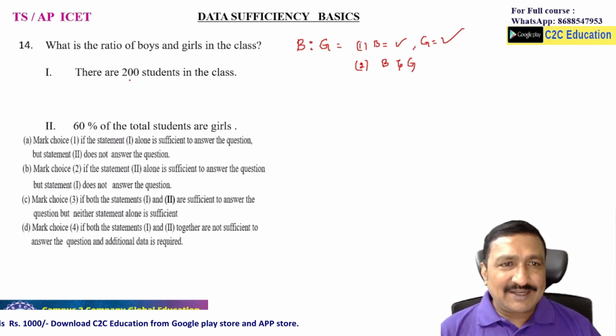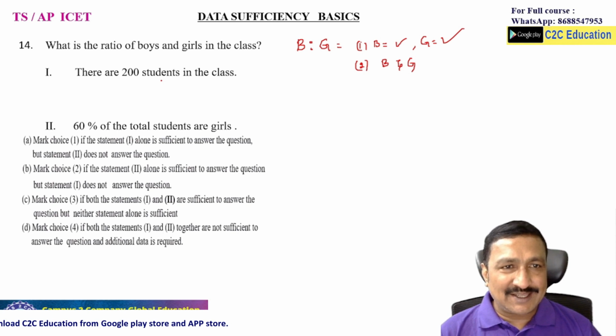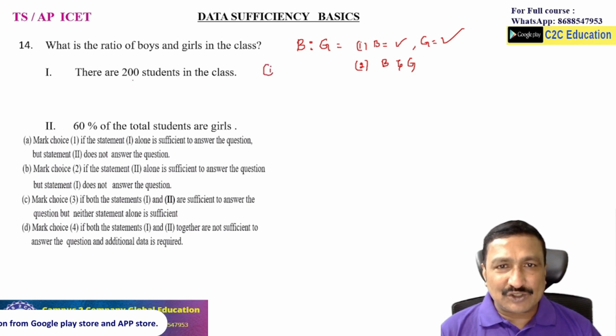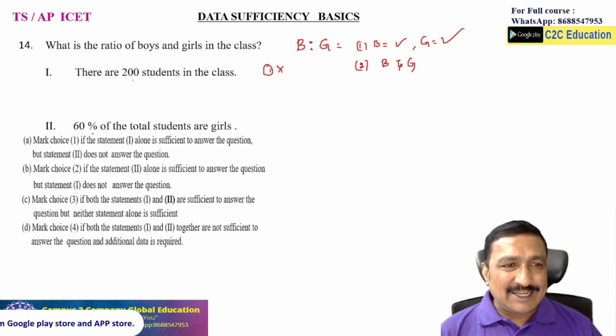First statement: there are 200 students in the class. There are 200 students in the class, but we cannot say, because we don't know how many boys and how many girls there are. So the first statement is not sufficient. So eliminate the first option. Second statement: 60% of the total students are girls.